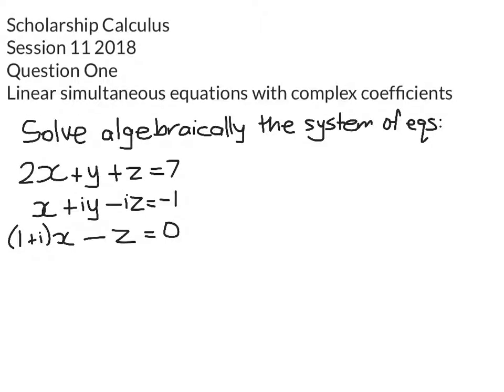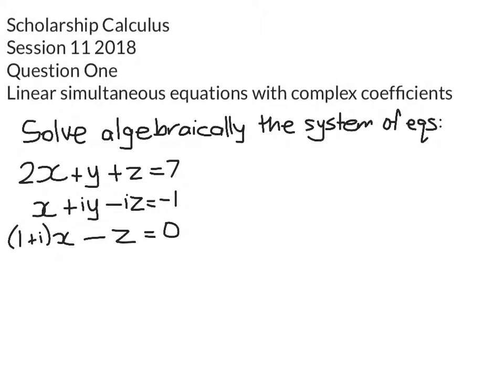This is question 1 from session 11 of the scholarship calculus sessions this year, and this is a linear simultaneous equations problem with complex coefficients. Partly I'm YouTubing this because people who come to the Friday session will be missing class tomorrow because of Loop Day, but it's also just so that you can go over it in your own time. So pause the video and have a go at solving this algebraically. It's very similar to the easier ones that we did last week. The only difference is that we've got complex coefficients.